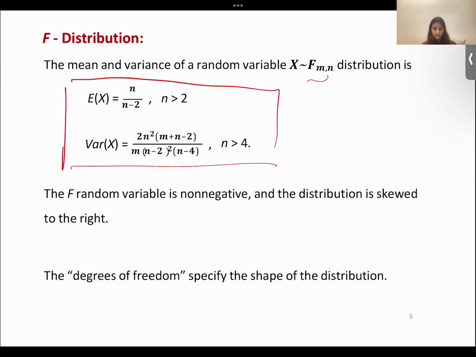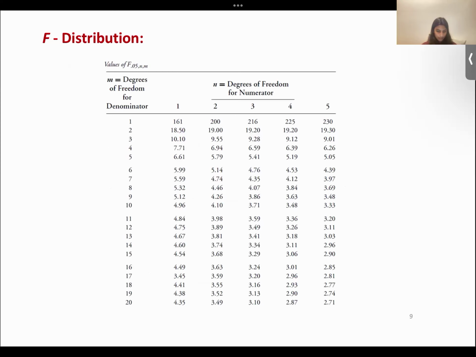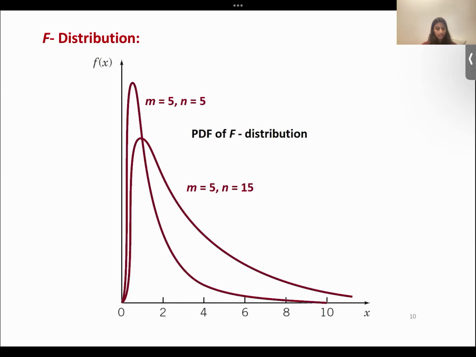And you might need to remember these. Also, the F random variable is non-negative. So that's why the denominator here can't be 0 and it's always positive. And the distribution here is skewed to the right. So the F distribution also looks something like this. Yeah, so this is what your F distribution looks like.